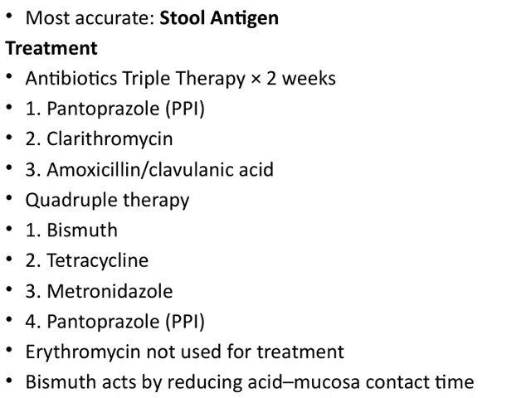Lastly, bismuth has a unique role. It acts by reducing the contact time between stomach acid and the mucosa, which helps in healing and provides additional protection during treatment. So, understanding these treatment strategies and their mechanisms is key to effectively managing H. pylori infections and preventing complications down the line.